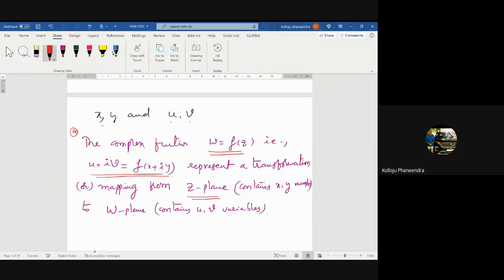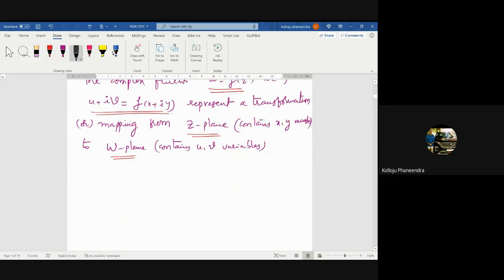Z plane means having xy coordinates, over the w plane having uv variables. For example, take w equal to z square, whatever it is. It is a complex function.